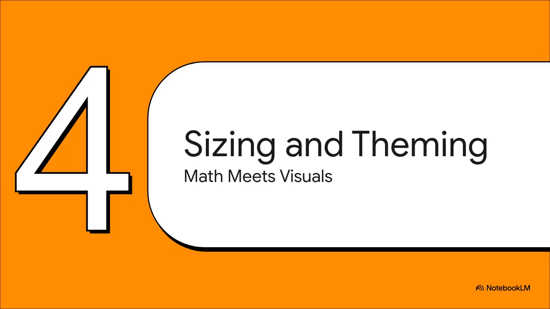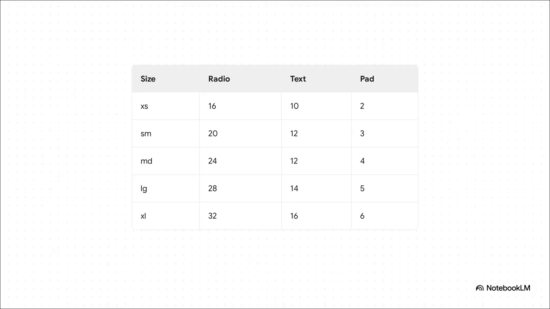Let's move on to part 4, sizing and theming. This is where the raw math meets the visuals. Notice how every single aspect scales proportionally. If you pick extra small, the radio shrinks to exactly 16 DIP, the text drops to 10 points, and the padding tightens up to 2. But if you jump to extra large, the circle doubles in size, the font scales up, and the padding organically increases to match. It creates this perfectly calculated visual harmony, and the best part is you didn't have to manually code any of it.